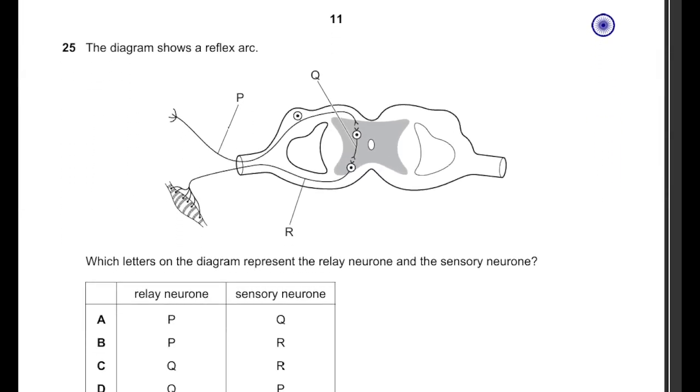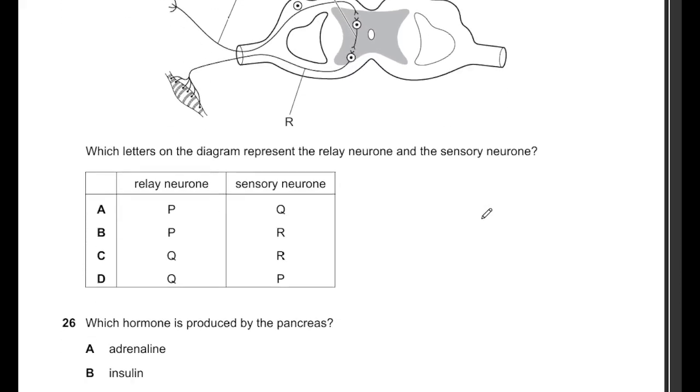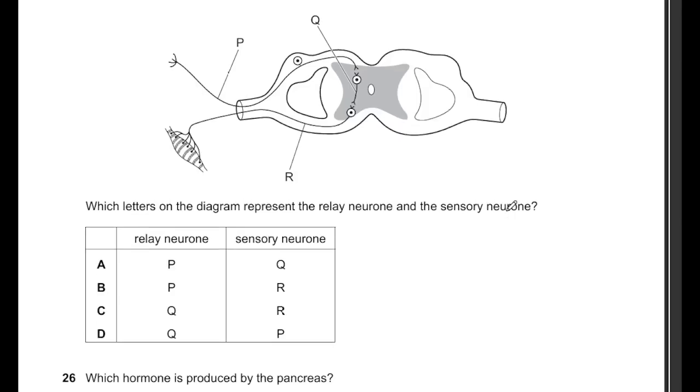Now the diagram shows a reflex arc, chapter number 12 of coordination and response. Now which letter on the diagram represents the relay neuron and the sensory neuron? Many times the students get confused about which one is relay and which one is sensory. Now please remember this.